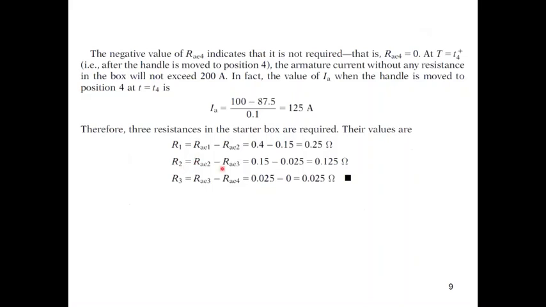Resistance number 2 equals the resistance of rheostat 1, which is 0.15 ohm, minus that of step 3. So the value of resistance R2 will be 0.125. And the last resistance value will be 0.025. So it means we need 3 resistances. These resistances are 0.25, 0.125, and 0.025. As you can see, if you sum these 3 values, it will be 0.4 ohms.